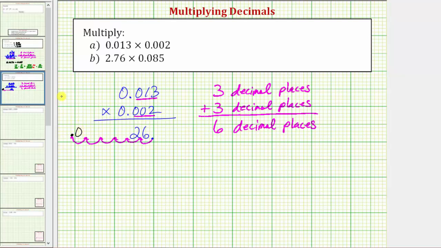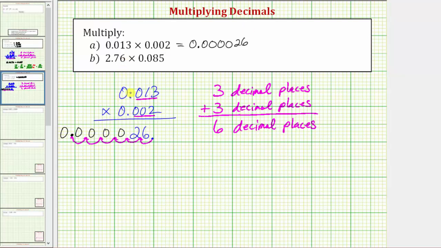So we have 0.00026, but often we'll see a decimal with a 0 in the ones place value, so we can also write this as 0.000026. So now we know our product is, again, 0.000026. Let's explain why we need 6 decimal places.